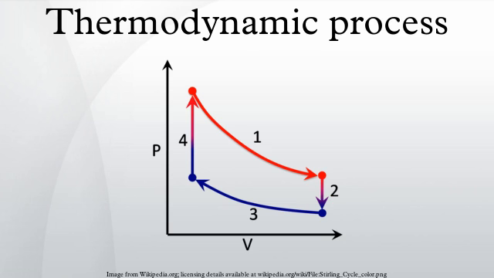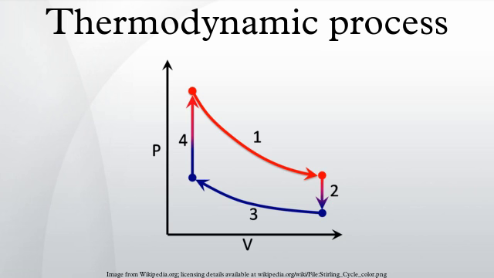Overview. A thermodynamic process can be visualized by graphically plotting the changes to the system's state variables. In the example, 4 processes are shown. Each process has a well-defined start and end point in the pressure-volume state space. In this particular example, processes 1 and 3 are isothermal, whereas processes 2 and 4 are isochoric.